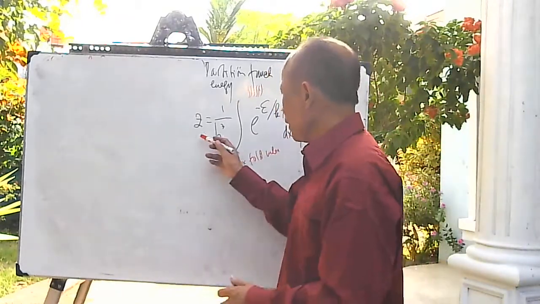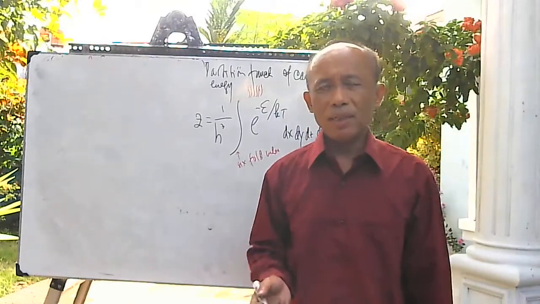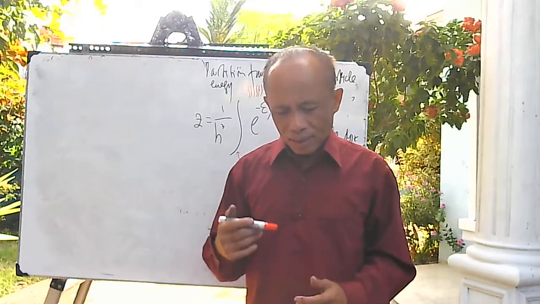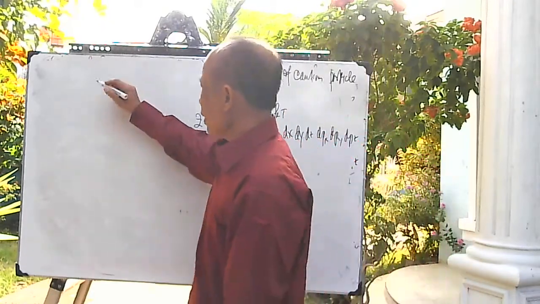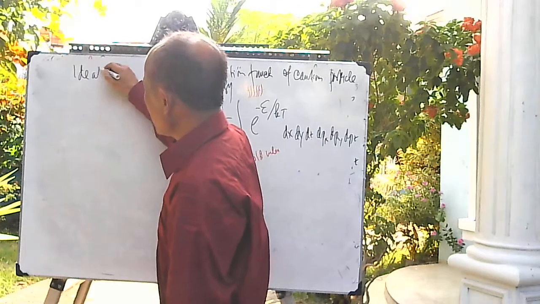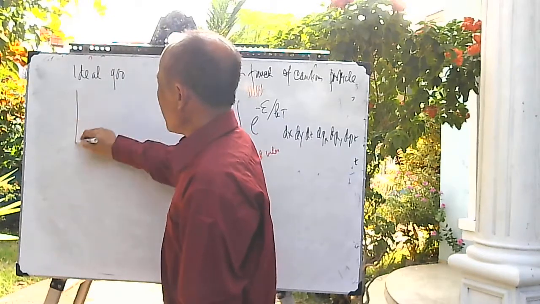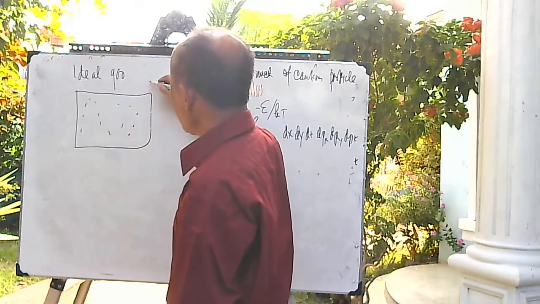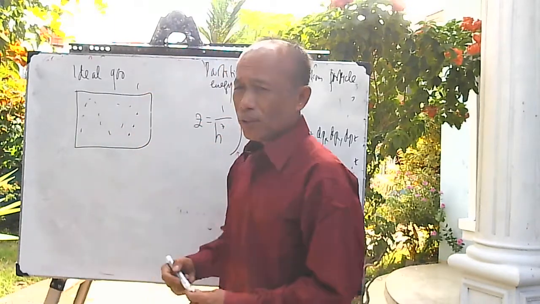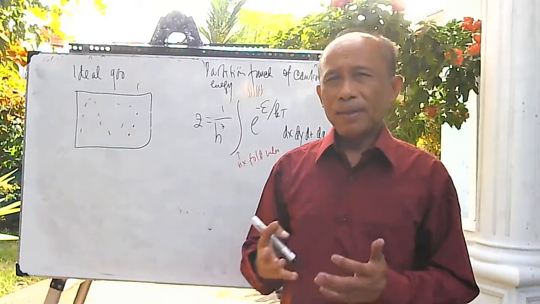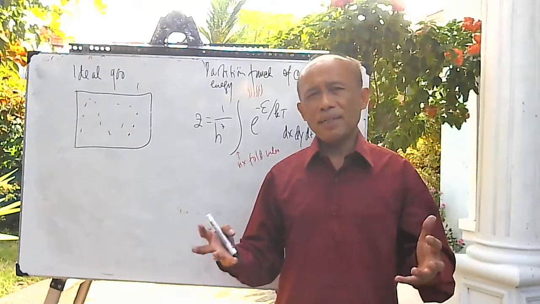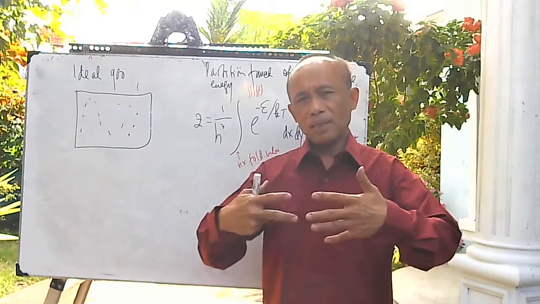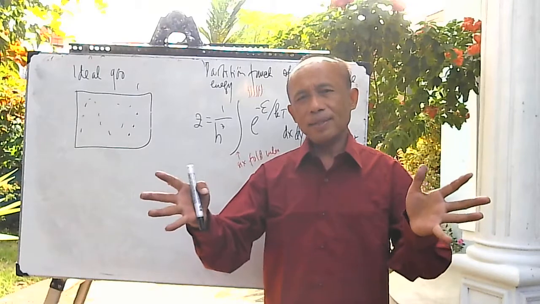Now we will apply this expression for determining the partition function of a gas particle. Now we focus on the ideal gas. This is the most simple gas. In this assembly containing gas particles, the gas is assumed to be ideal. What is the meaning of ideal gas? The ideal gas means that the particles inside the gas have no interaction between particles.